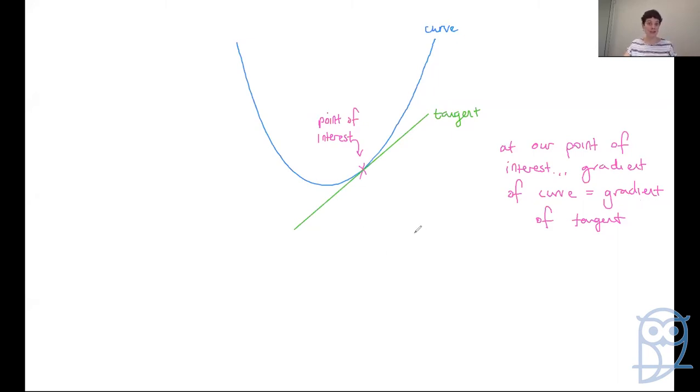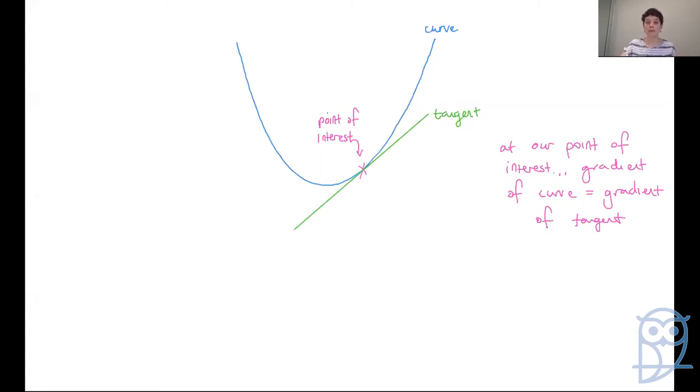But let's return to this. Now we've got a curve, a tangent, a point of interest. We have the gradient of the curve equaling the gradient of the tangent. And remember, we even drew our tangent with a straight line, which means that our tangent is a straight line. So once you've got that tangent, you can then use it to calculate a gradient.